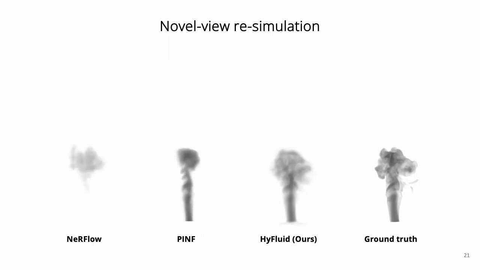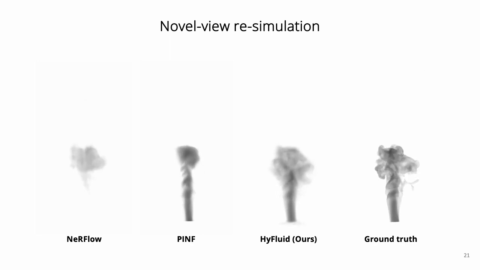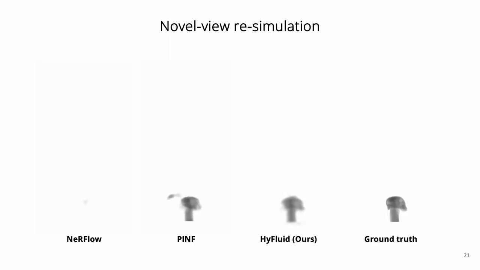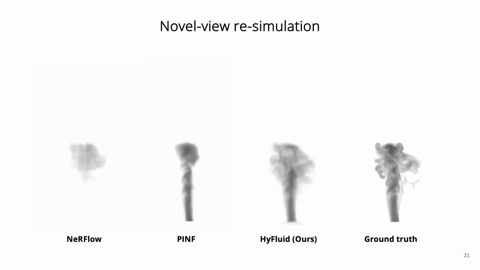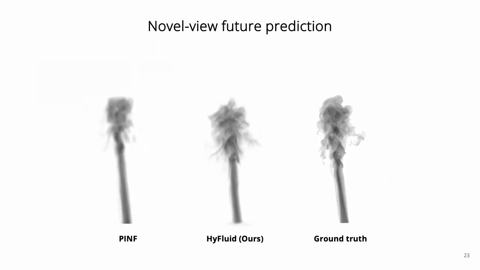Here we show resimulation results in a novel test view. HyFluid gives better resimulation results, demonstrating that the reconstructed velocity is more accurate than baselines. We also implement a fluid simulator to evaluate future prediction. Our method can better simulate the future evolution due to better velocity recovery.